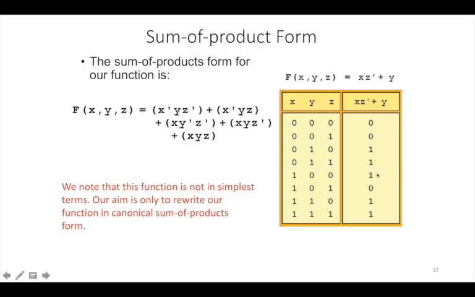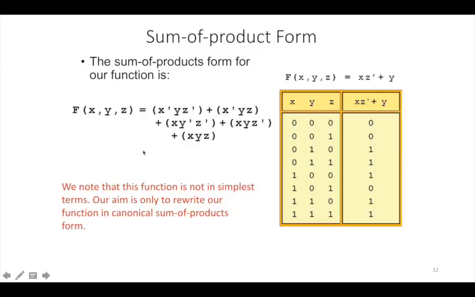The third term corresponds to this row right here: x, y complement, z complement. The next one is x, y, and z complement, and the last term of the sum of products form of function f is x, y, z. So based on the truth table, we can represent the function f in sum of products form easily.